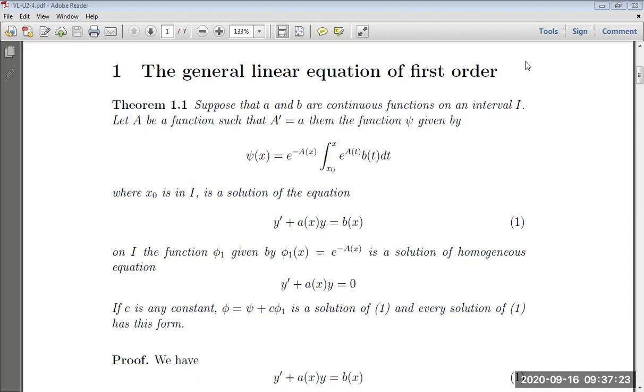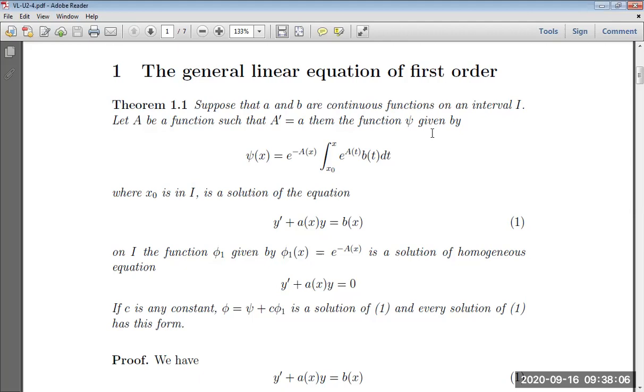y dash plus a of x into y is equal to b of x, where a of x and b of x are continuous functions on the interval I. And in this theorem, we will see the existence of solution of the general linear differential equation of first order, y dash plus a of x into y is equal to b of x. So let us see the statement of this existence theorem.